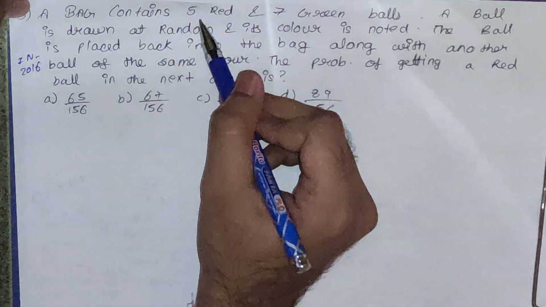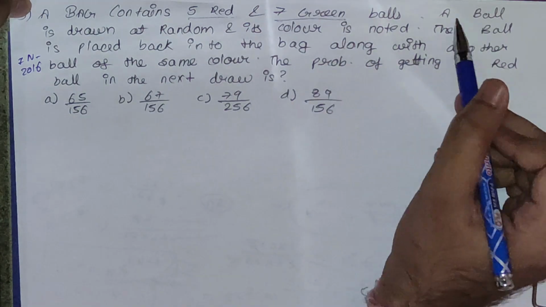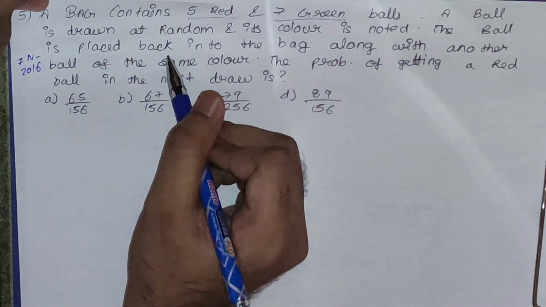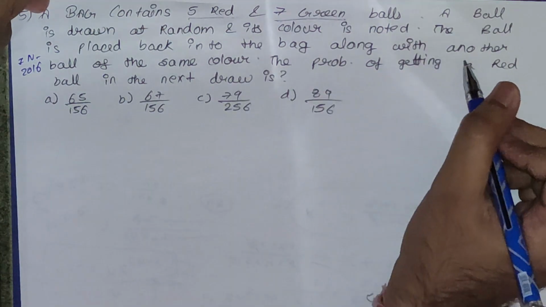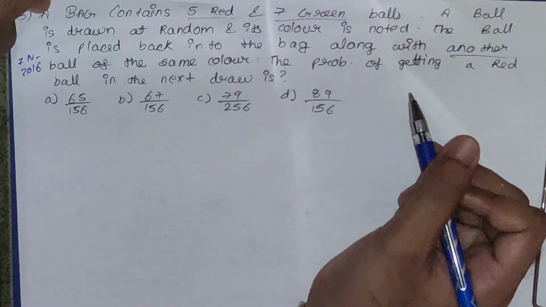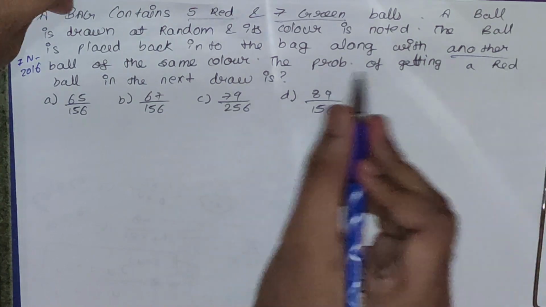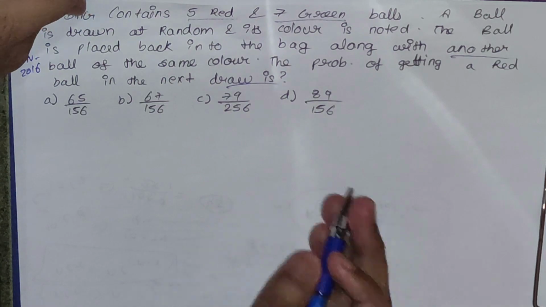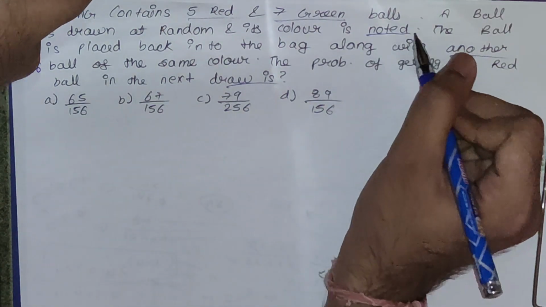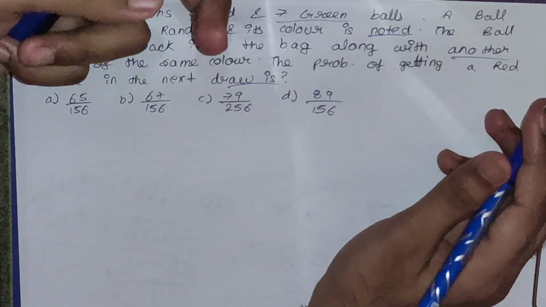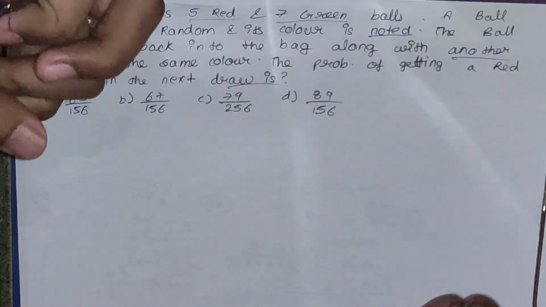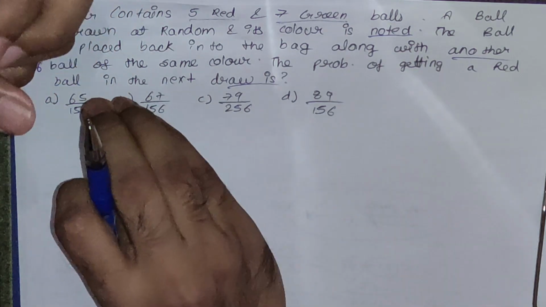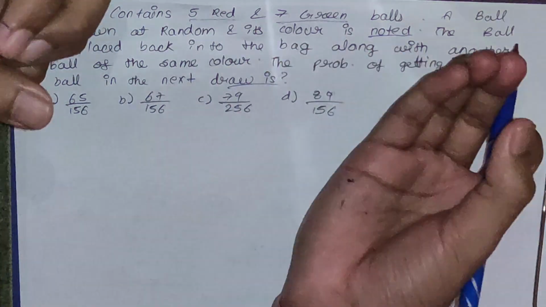A bag contains 5 red balls and 7 green balls. A ball is drawn at random and its color is noted. The ball is placed back into the bag along with another ball of the same color. The probability of getting a red ball in the next draw is. So you can see this sum is with noticing the color. The question is saying the ball is picked at random, its color is noted, and then the ball is placed back into the bag along with another ball of the same color.